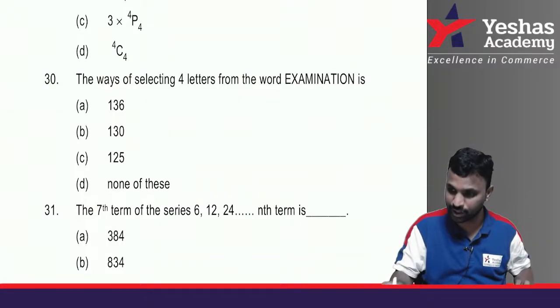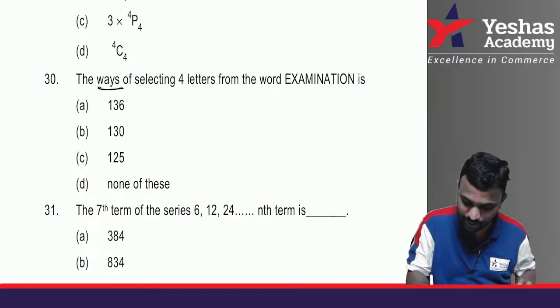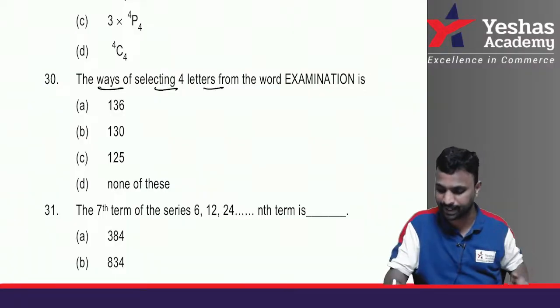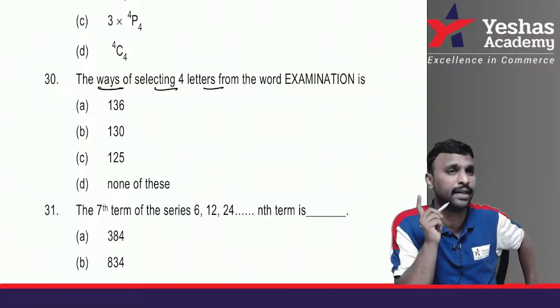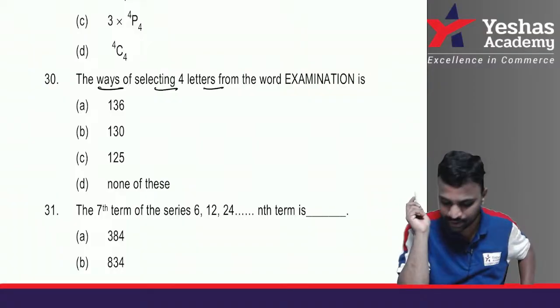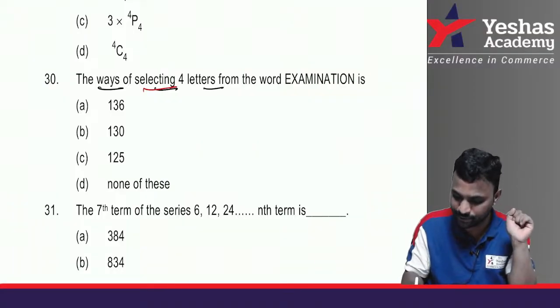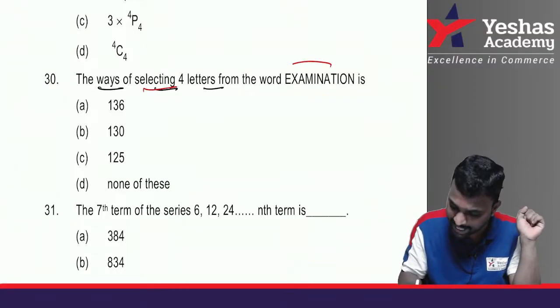Guys, moving on to the next question, that is question number 30. The ways of selecting 4 letters from the word examination. This is also one of the exercise questions of ICA material. The ways of selecting 4 letters from the word examination.